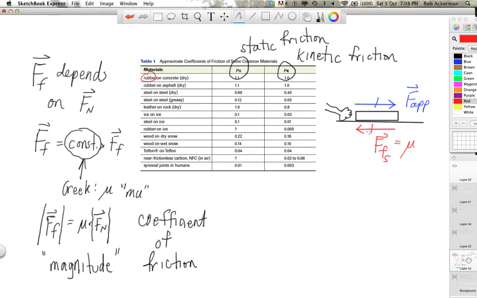And maybe it's on a wooden table. Let's see, do they have rubber on wood here? They've got rubber on ice, rubber on steel, rubber on asphalt. I guess this table is incomplete. We can't really use it to find the mu value for this little experiment that you're doing, but you get the idea. You'd find this somewhere in some data table that I'm sure exists. Probably look for it online if you want. Mu times the normal force.